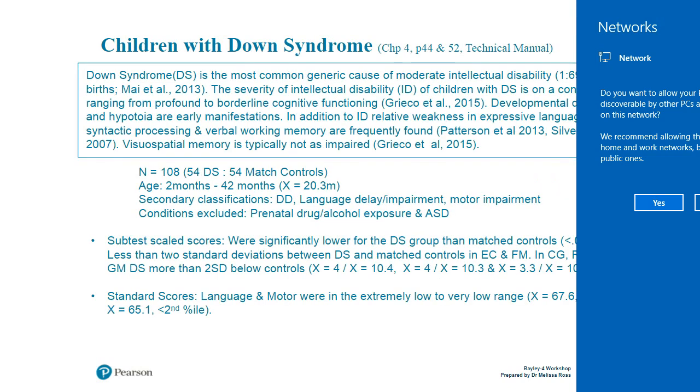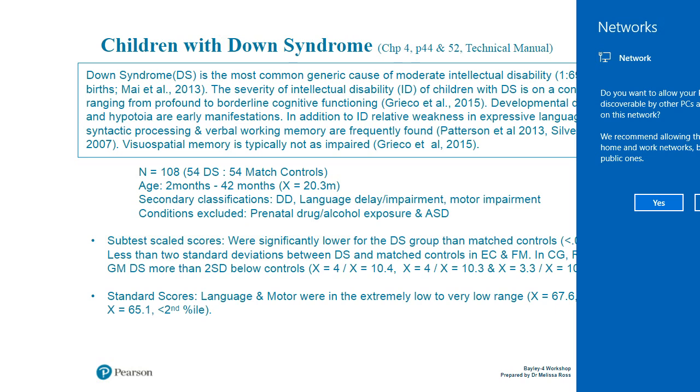Down syndrome is the most common genetic cause of moderate intellectual disability. The severity of intellectual disability of children with Down syndrome is on a continuum ranging from profound to borderline cognitive functioning. Developmental delay and hypertonia are early manifestations. In addition to intellectual disability, relative weakness in expressive language, syntactic processing, and verbal working memory are frequently found. Visual and spatial memory is typically not as impaired.